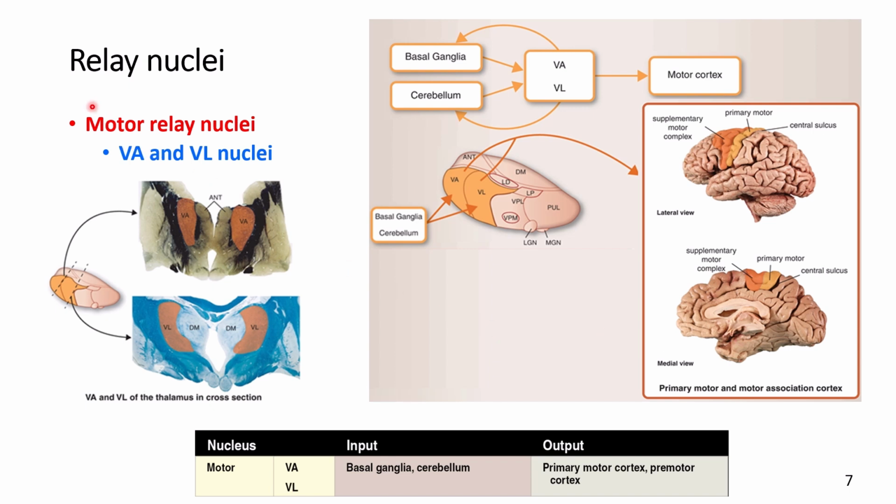Then we are still in the relay nuclei. Now is the motor relay nuclei. So here the ventral anterior and ventral lateral nuclei are involved. If you see it, this is the ventral anterior, this is the ventral lateral. This cut is more anteriorly. So this is the ventral anterior, this is the anterior nucleus, and this is the dorsomedial nuclei.